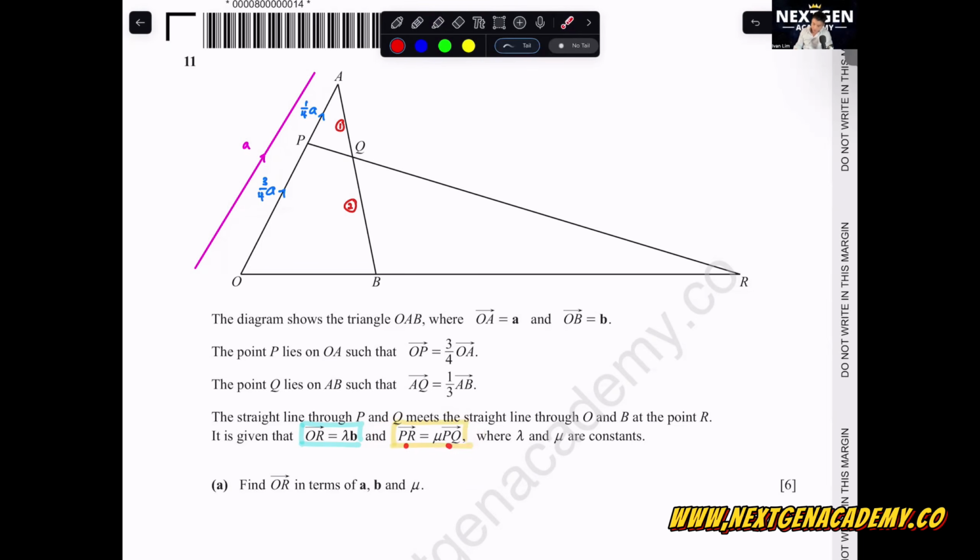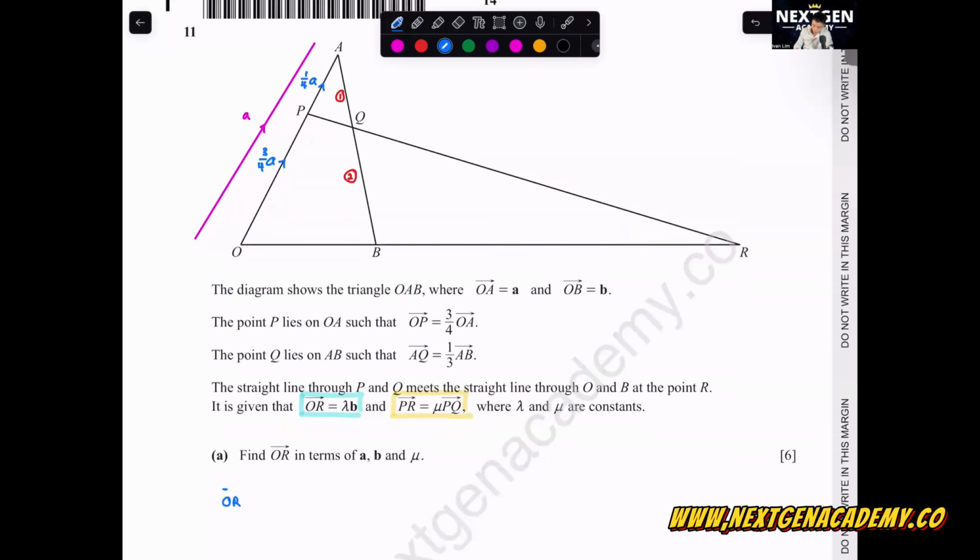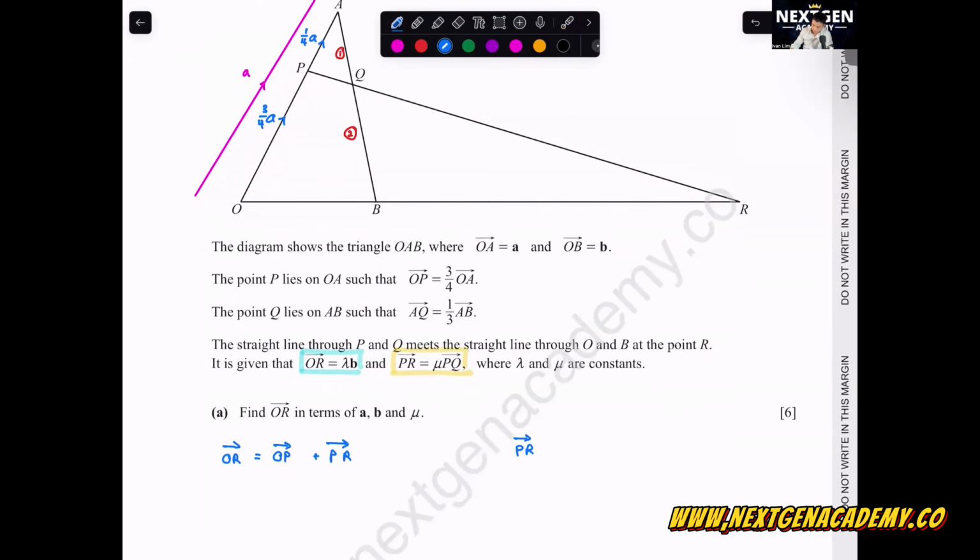How do we relate PR with this OR? Can we say OR equals OP plus PR? We just write the big picture first, then after that we find the detail. Let's see what we have. We have OP, which is 3 over 4A. Do we have PR? Don't have, but they gave us here: PR is mu PQ.